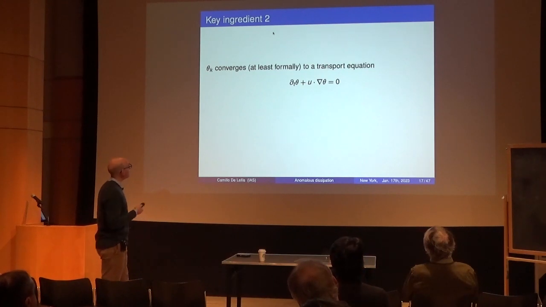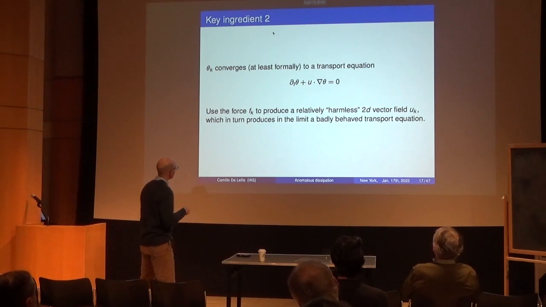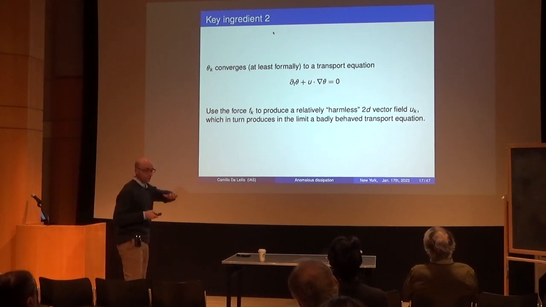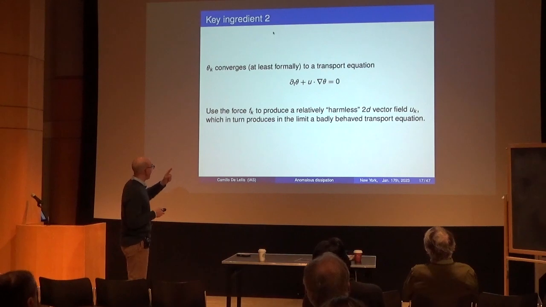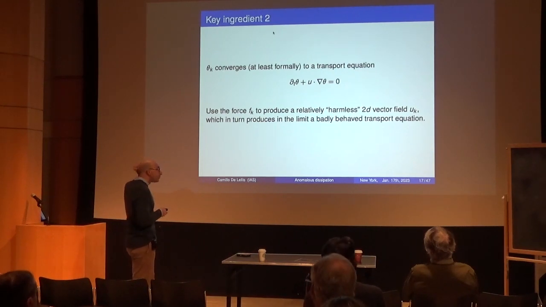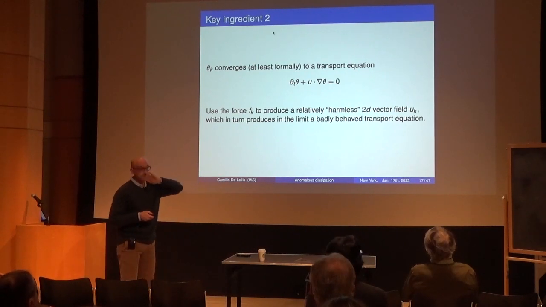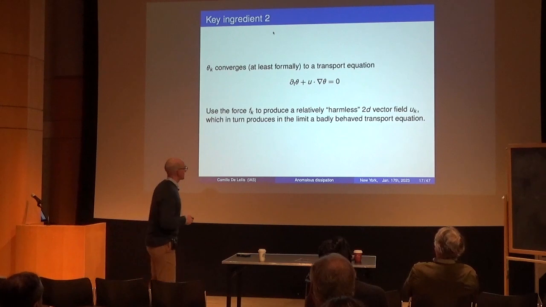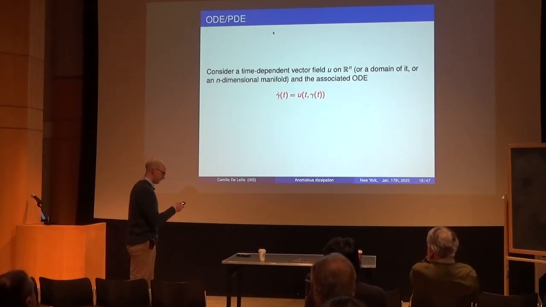Okay, so formally theta k converges to a transport equation, and you want to use the force fk to produce a relatively harmless 2D vector field uk, which is under control. So it actually converges nicely to a solution of Euler. But even though this uk is relatively harmless, it produces a badly behaved transport equation. That's what we want to do. That's going to be badly behaved, yes. And I'm just going to tell you in a second how it's going to be badly behaved.